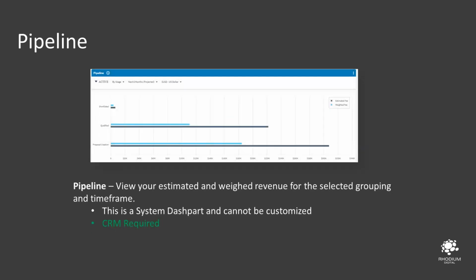And from a management perspective, CRM also offers a pipeline. And this is a graphical representation of both our estimated and weighted revenue by month, by date. So we actually can filter on this and take a look by stage at how our pipeline is progressing through the sales cycle.